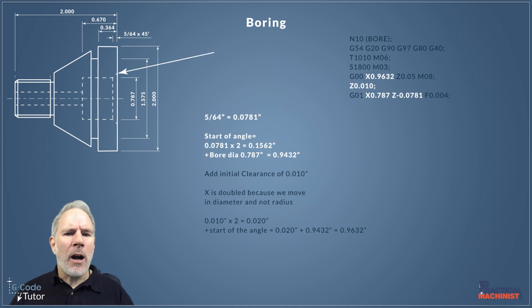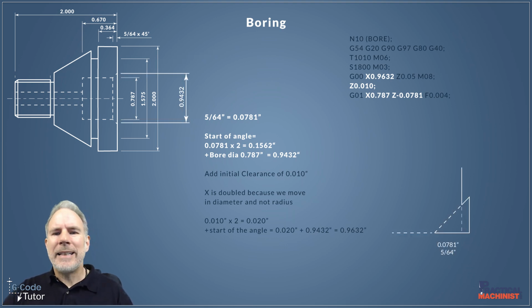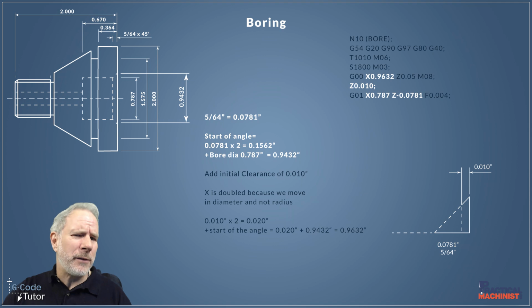So once we know our end point, now that's the end point on the face of the part, we still have to add that initial 10,000ths of an inch clearance that we had in Z. Now to add that clearance, we need to look at this little diagram down here. So we know that our triangle there is 5/64. So that means where it's a 45 degree triangle, it's 5/64 in Z and X. But of course, we have to multiply X by 2 because we're working in diameters, not radiuses. So now we can work out that extra 10,000ths of an inch clearance is 10,000ths of an inch because it's also 45 degrees, remember?